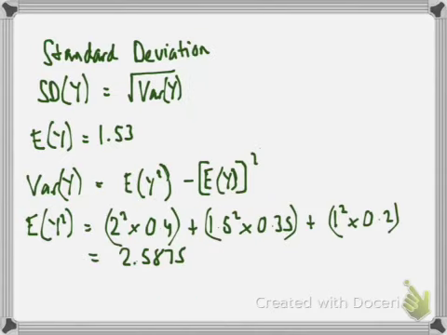Last thing we have to work out is the standard deviation, which remember is the square root of the variance. We already know that the expected value is 1.53, the average toll. And of course, to work out the variance, we've got to also work out E of y squared. We've already got E of y there. So E of y squared, I'm squaring all the y values, multiplying them by the probabilities, and I get 2.5875.